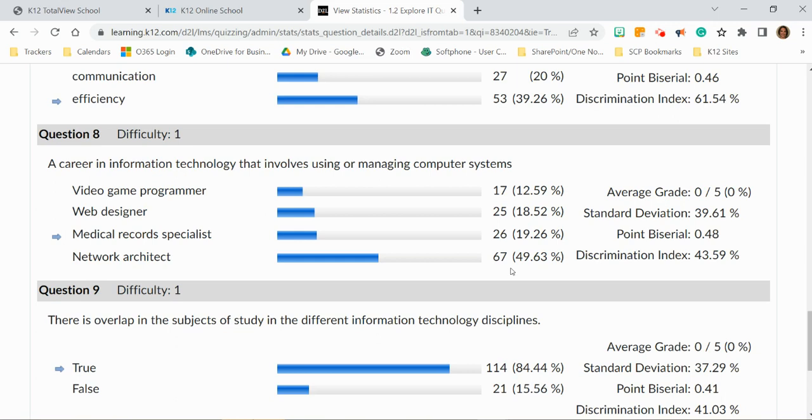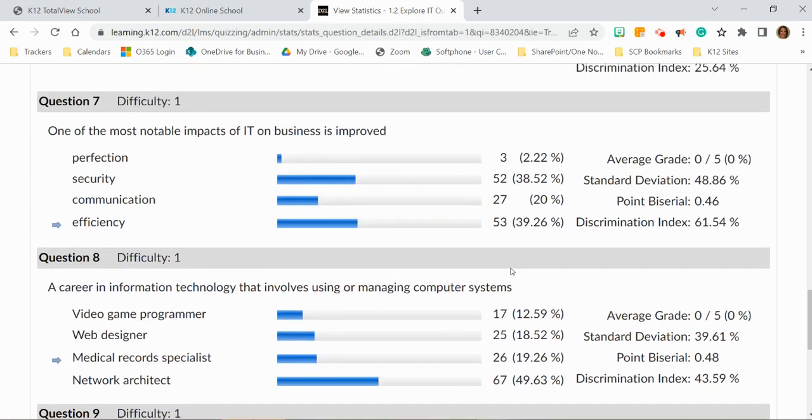The next question that students seemed to struggle on was question number 7. So when we look at question number 7, the question says, one of the most notable impacts of IT on business is improved what? The correct answer here is efficiency. And you can see that they almost selected at the same rate efficiency and security.